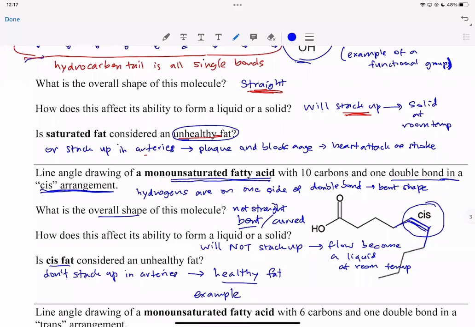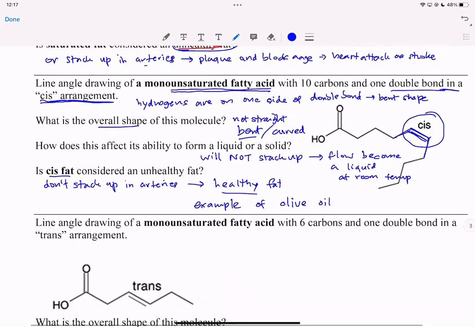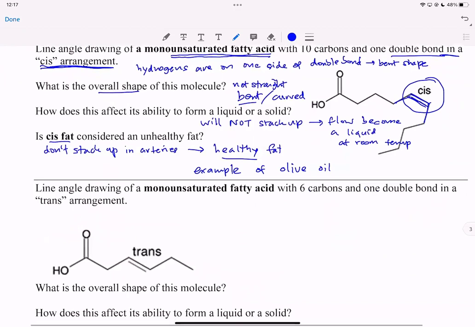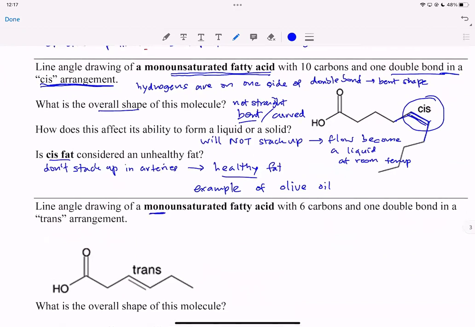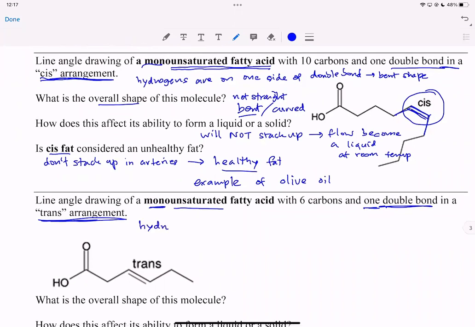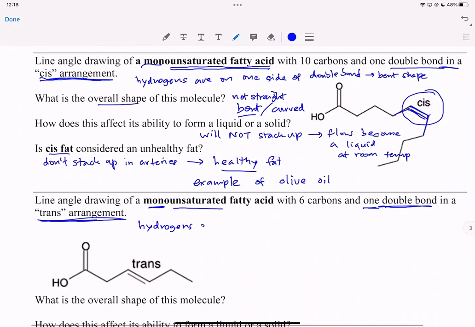So one example of this monounsaturated fat, where you have one double bond, that is a liquid at room temperature, is olive oil. Olive oil has a lot of these monounsaturated fatty acids in there. Now, here's another possibility, though. Monounsaturated means one, mono is one, and unsaturated means double bond. So if you have one double bond in a different shape, which is called the trans arrangement, the trans arrangement has the hydrogens in the double bond on opposite sides.